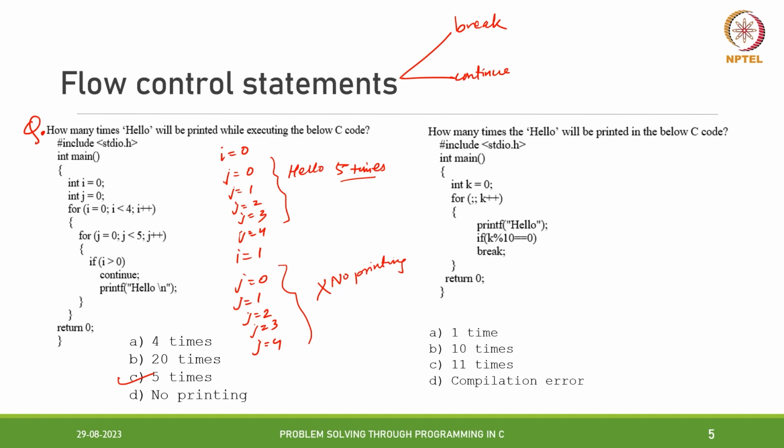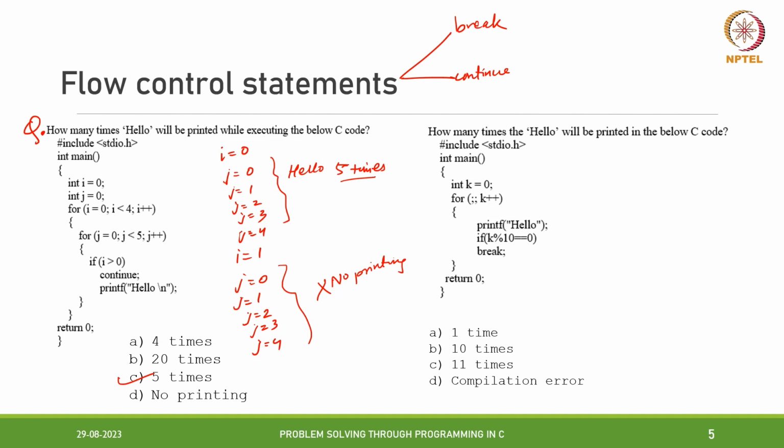So i will run for 0, 1, 2, 3, so 4 times, and j will run 5 times each. So 20 times the nested loop will run. If you didn't have an if statement with a continue, you would have hello being printed 20 times. But now you are using continue, saying that if i becomes greater than 0, I'll just not print hello, I'll just skip to the next iteration.